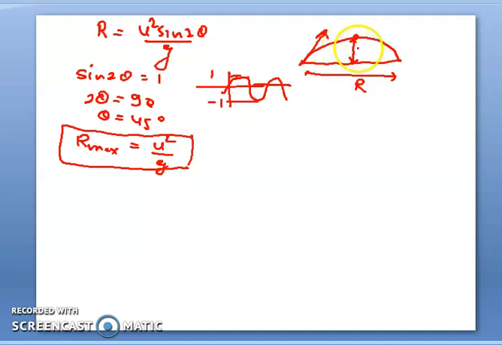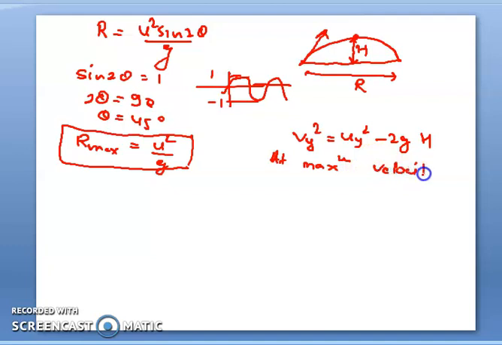Now the maximum height, consider this is h. So how can we find the maximum height? We know the vertical velocity, so we can write vy square is equal to uy square minus 2gh. Minus because it is going against gravity. Okay, now at the maximum height, we know the velocity is equal to what? 0. So that means vy will be 0.